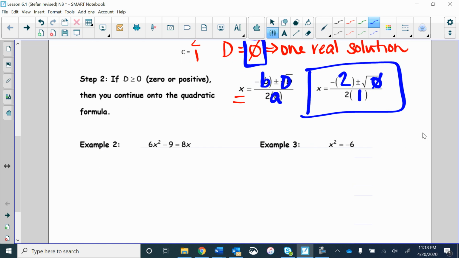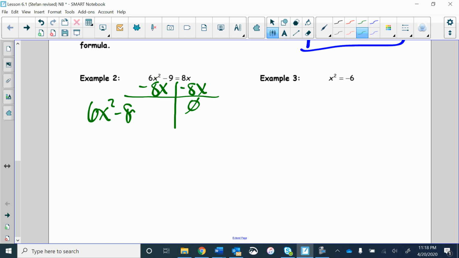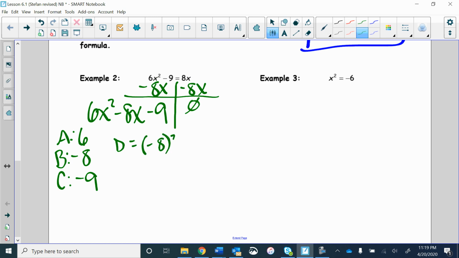All right, let's try another example. I see 6x squared minus 9 equals 8x. That's not what I want to start with, so I'm going to move the 8x over. There's nothing to combine the 8x with, so I'm going to leave it all separated. Now I have an a value of 6, a b value of negative 8, and a c value of negative 9. So I can go on to my discriminant: B squared minus 4ac.